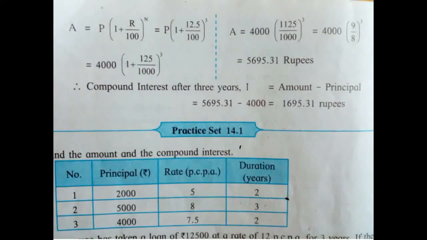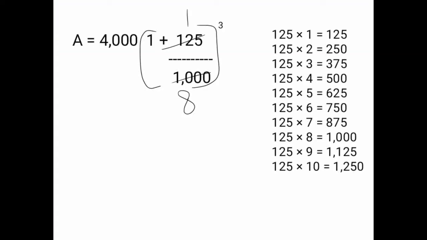If you don't understand the cross multiplication method, I have another method to solve. First I am writing amount is equal to 4000 in bracket 1 plus 125 upon 1000 raised to 3 as it is. In the other method, I wrote the table of 125 on the right side. In the bracket I have done the cancellation by the table of 125. 125 ones are 125, 125 eights are 1000. That is equal to 4000 in bracket 1 plus 1 upon 8 raised to 3.